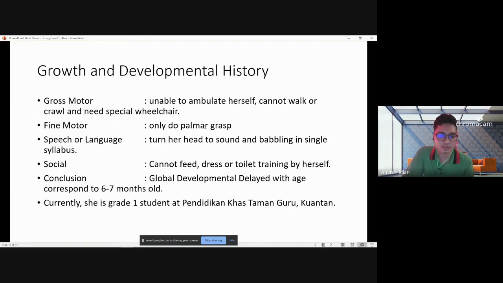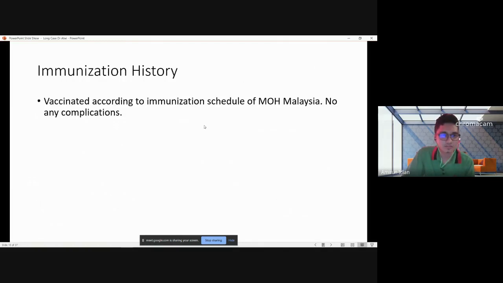Currently, she is a grade 1 student at Pendidikan Khas Taman Guru Kuantan. For immunization history, she was vaccinated according to the immunization schedule of MOH Malaysia. No complication despite vaccination.